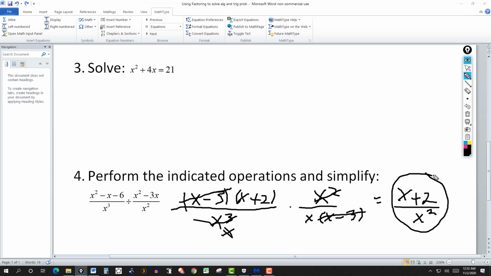Now again, you can also apply factoring like this on trigonometry. Except you're dealing with trig functions, but the procedures are still the same. We'll pick it up there next time.